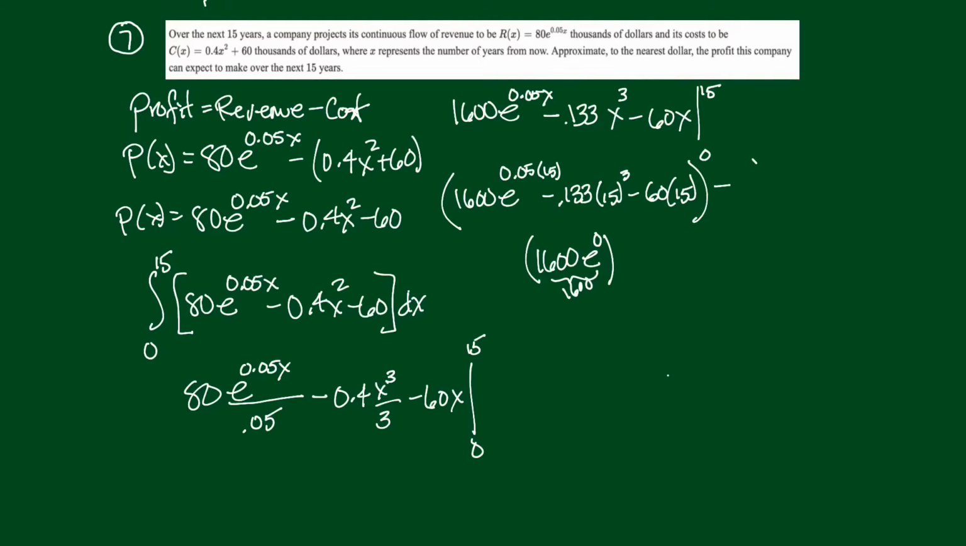So I did this on my calculator. I'm getting 437.2. But remember, this is all in thousands. So if it's in thousands, it's 1, 2, 3. So how about this? Our profit is going to be 437,200. So our profit is going to be $437,200.